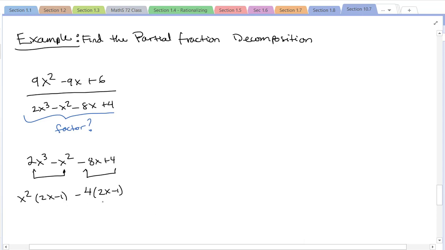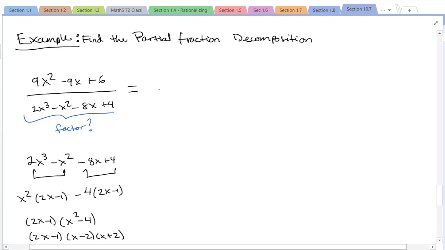And so now notice that we have the 2x minus 1 that's common. So it'll be 2x minus 1 times x squared minus 4. Now notice that x squared minus 4, that's a difference of squares. So this we can continue factoring to 2x minus 1, x minus 2, x plus 2. So yes, it does factor. So we have the degree in the numerator is smaller than the degree in the denominator, and the denominator factors. So we can write the partial fraction decomposition.